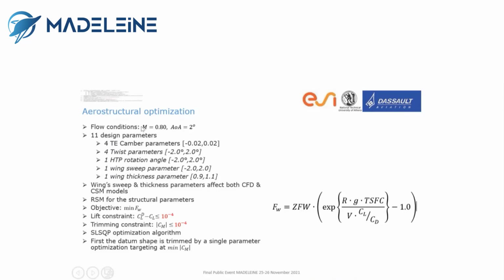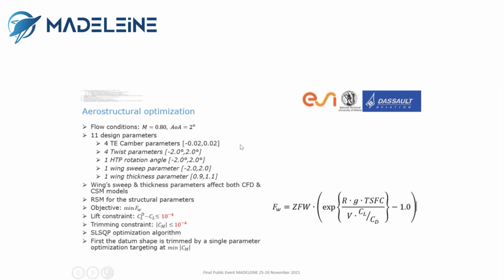For Mach number 0.8, angle of attack 2 degrees, we want to minimize the fuel burn, of course, and we have a constraint on the lift coefficient. We want to achieve a 0 pitching moment.